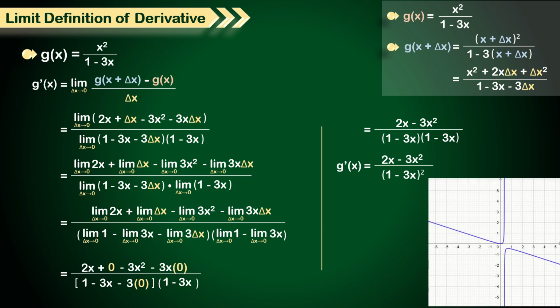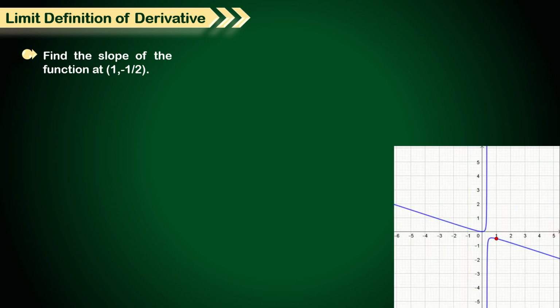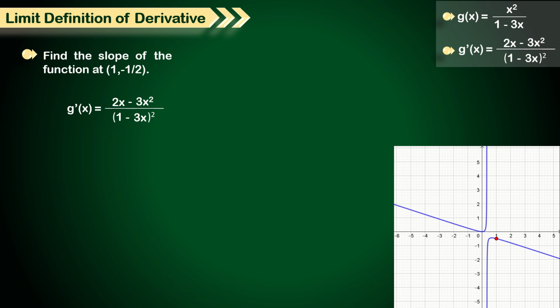By using this derivative, it allows us to find the slope of the function at any point on it. Find the slope of the function at 1, negative 1 half. I encourage you to pause this video and give it a try. In the graph, this is the point where we are asked to find the slope of this function. To continue, use the derivative to find the slope of the function at a given point.